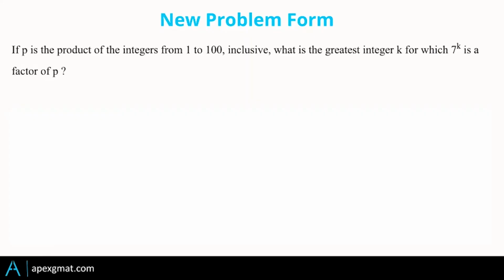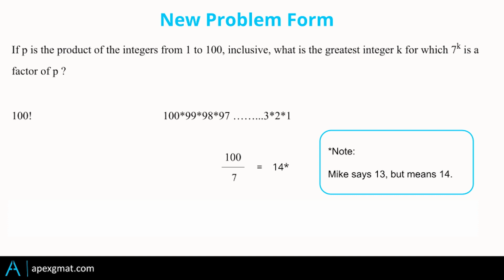So let's take a look at this problem by writing a new one, just to reinforce the algorithm. For the number 100 factorial, how many factors of 7 are there? So first we ask ourselves, out of the 100 numbers, which ones even play? 7, 14, 21, so on and so forth. 100 divided by 7 equals 13. So there are 13 numbers divisible by 7 from 1 to 100.